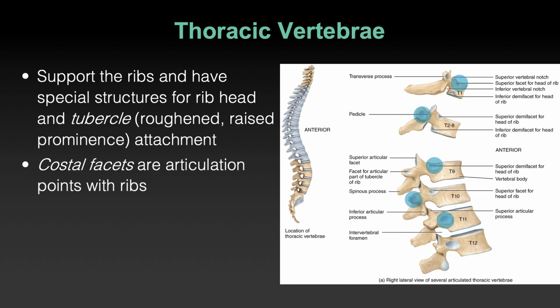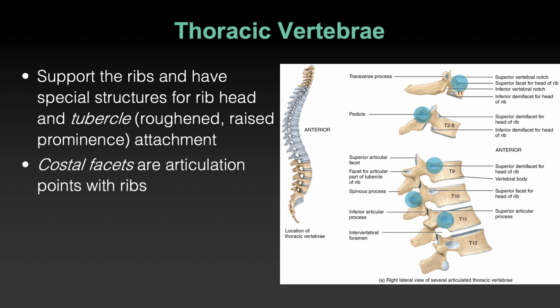We'll see costal cartilage associated with the ribs. Costal facets, indentations where the ribs articulate. And all of these highlighted circles are costal facets. Some of them are on the transverse processes, some of them are on the body or near the body at the pedicle. All of those indentations are costal facets. I haven't highlighted all of them for you.